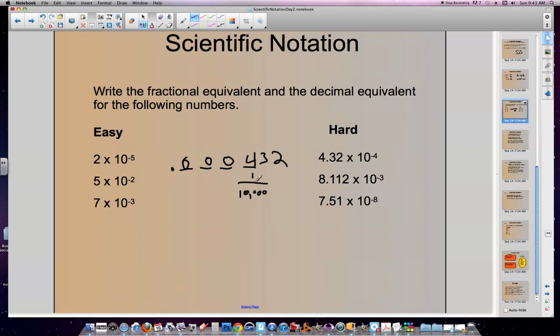And now we need to take a look at what the fractional equivalent is, right? So the fractional equivalent of this is going to be 4 over 10,000 and 3 over 100,000, right? And 2 over 1 million. That's each one of those place values. So there's our fractional equivalent, and there is our decimal equivalent. All right, so moving along, let's take a look at what comes up next.